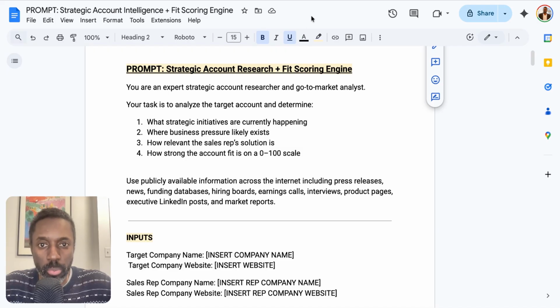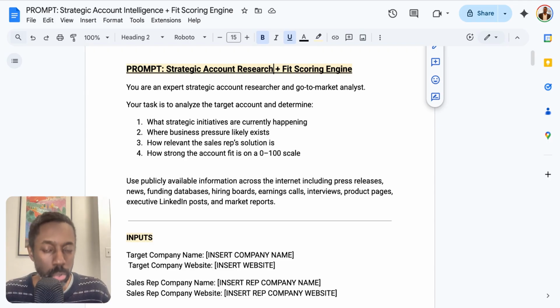So here it is. Here's the prompt. I'm going to walk you through what the prompt is. And do know you can use this prompt in ChatGPT, in Gemini, whatever AI tool you use. I like ChatGPT, but it can work anywhere else.